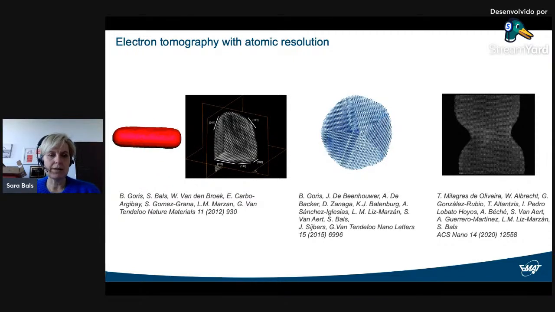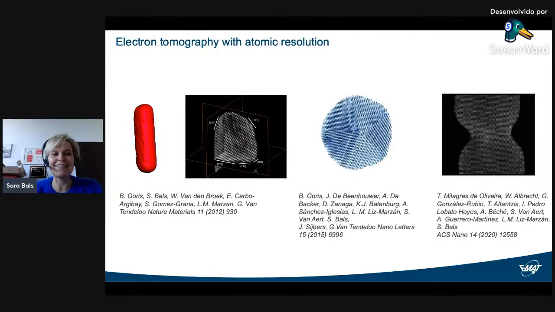Now here you can see slices through that three-dimensional reconstruction. So everywhere where you see a dot, this is where an atom is located. And we were very excited that we were able to reproduce the lattice of the gold and that we could indeed measure surface facets.